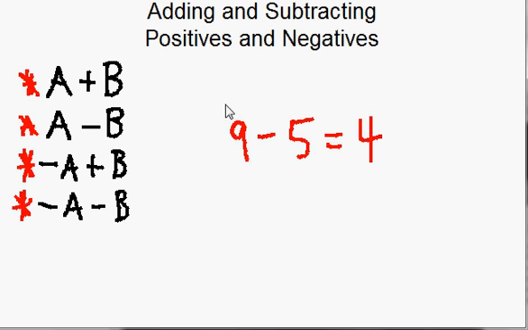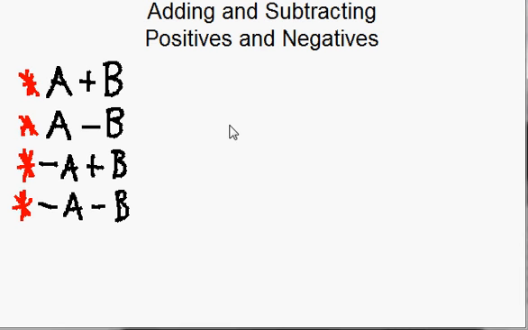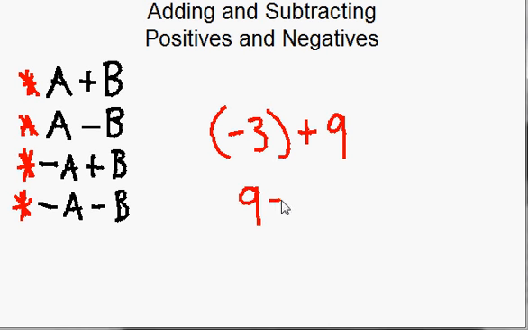Okay, not too bad. How about negative 3 plus 9? Okay, in this case, this is negative A plus B. So remember what to do. You switch it around the other way. 9 minus 3. And that's 6. 3 is smaller than 9, so you can just subtract, and the answer is positive.